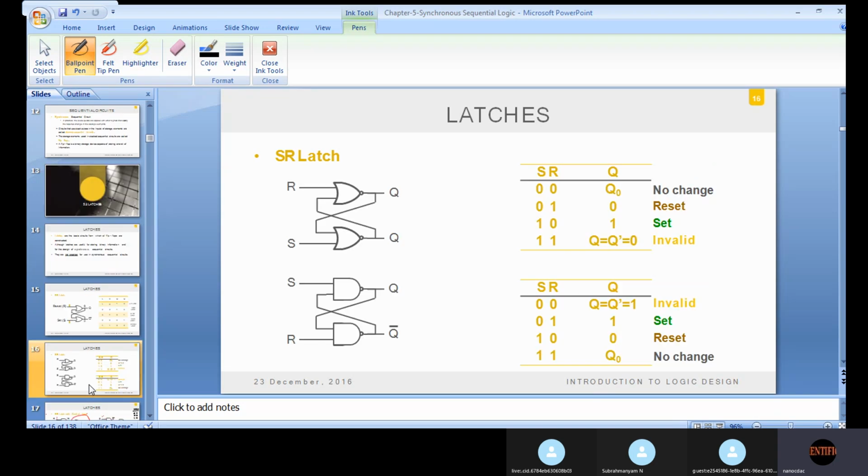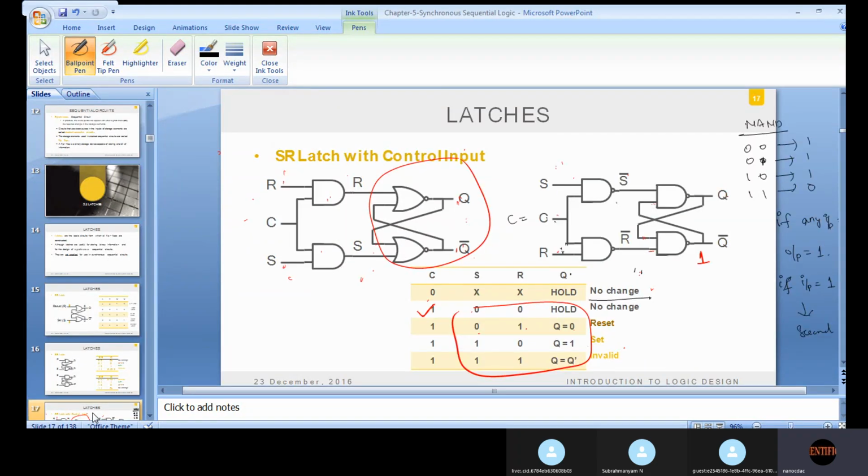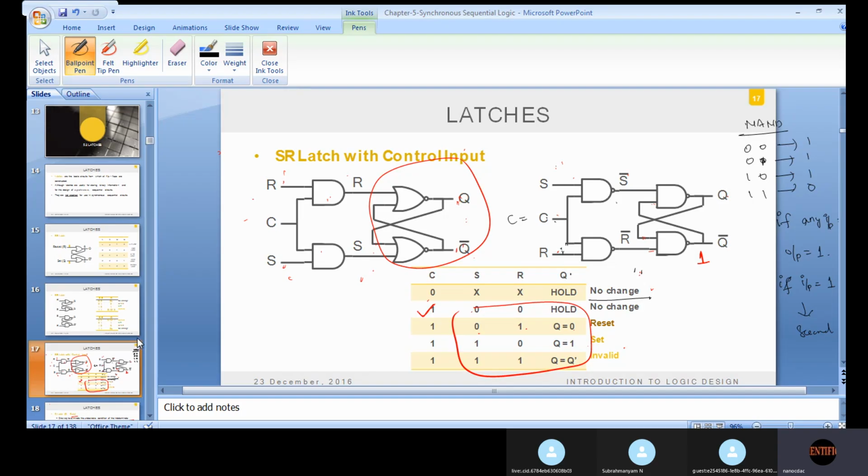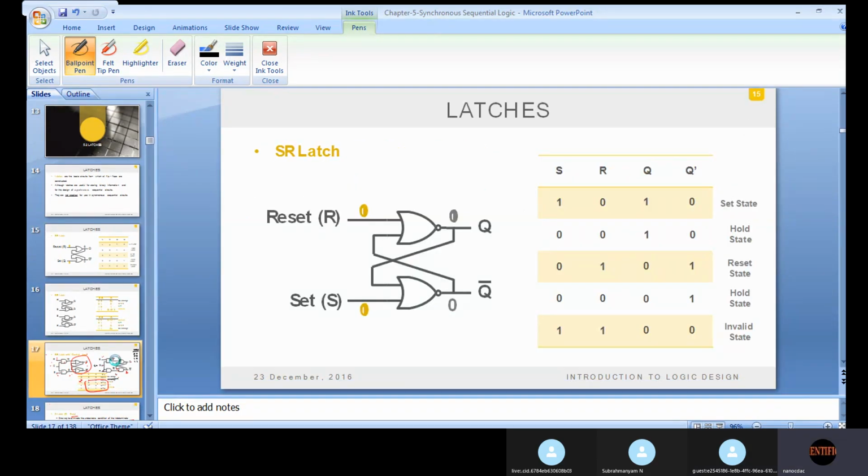SR latch ki drawback enti cheppandi ippudu. What is the drawback with the SR latch? Invalid state. It will be having one invalid state. To avoid the invalid state, what we are doing? D-latch. We are going for D-latch.